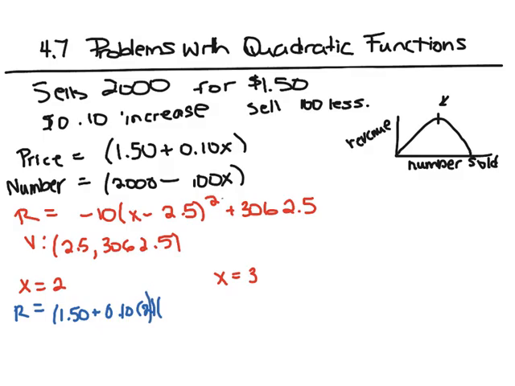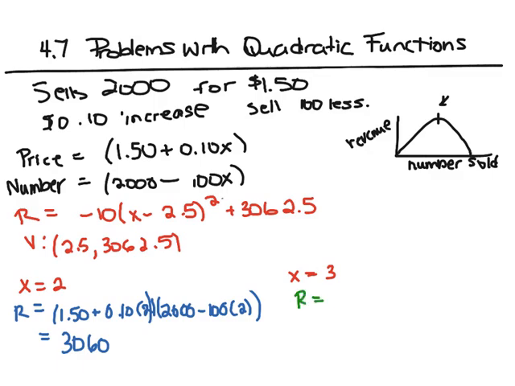times 2,000 minus 100 times 2. And if you type this into your calculator, you should get 3060, so that's their total amount they can make with 2 price increases. And if they make 3 price increases, it'll be R equals 1.5 plus 0.10 times 3 and 2,000 minus 100 times 3. So R will equal also 3060.